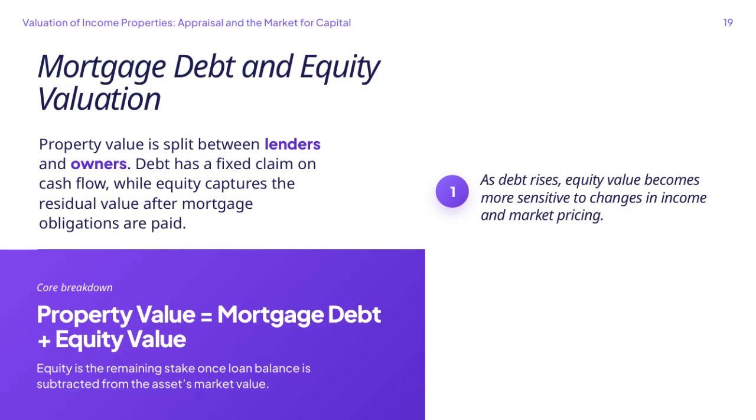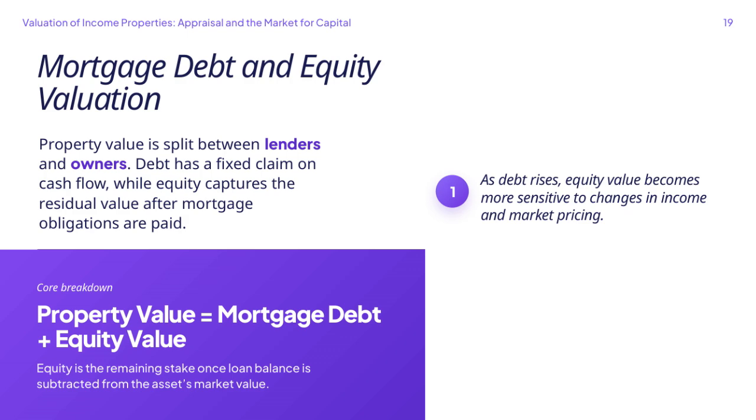When we talk about mortgage debt and equity valuation, it's important to understand how the total property value is divided. Essentially, the value of the property is split between lenders who hold the mortgage debt and the owners who hold the equity. The debt has a fixed claim on the property's cash flow, meaning lenders get paid first, and their return is usually a fixed amount. On the other hand, equity represents the residual value, or what's left over after mortgage payments are made. As the amount of debt increases, the value of equity becomes more sensitive to fluctuations in income and changes in the market price. This means that higher leverage can amplify both gains and losses for the property owner.